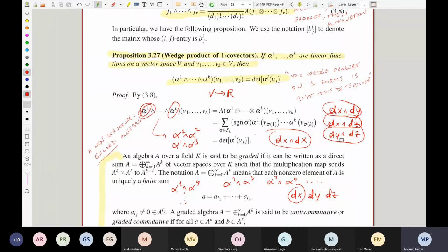Okay, this means that on all the possible forms, all the possible alternating maps, you have a classification by the degree. So the set of all the possible alternating maps, which is of course an algebra, you can make internal multiplication by this wedge.